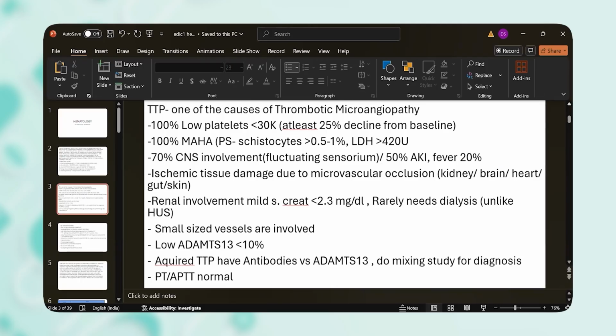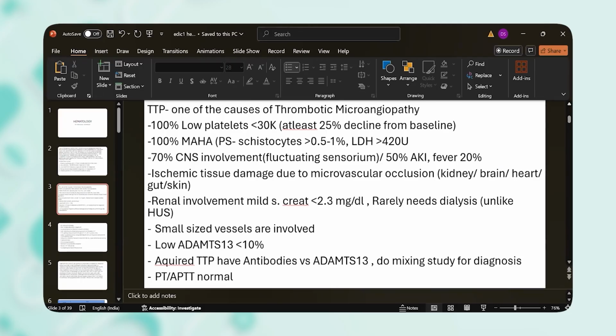Acquired TTP, most of the cases that we will be having is acquired TTP. Many a times these thienopyridines, clopidogrel, ticlopidine or tirofiban infusions and all, they can cause autoantibodies against this ADAMTS13, which can lead to TTP. So even these drugs are one of the common reasons for acquired TTP. And yes, we do a mixing study for diagnosis just to see whether it is because of antibodies present against ADAMTS13 or the factor deficiency. But congenital is not that common.